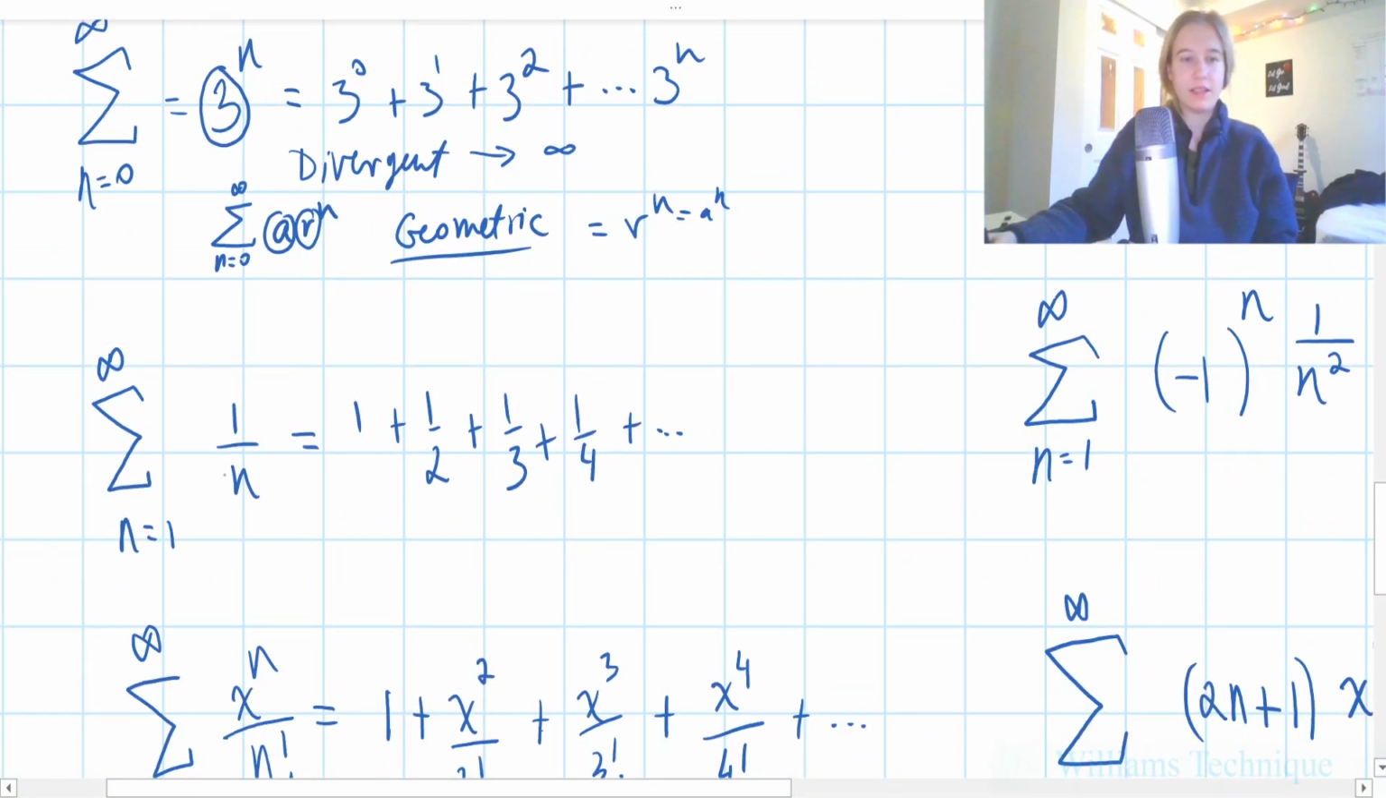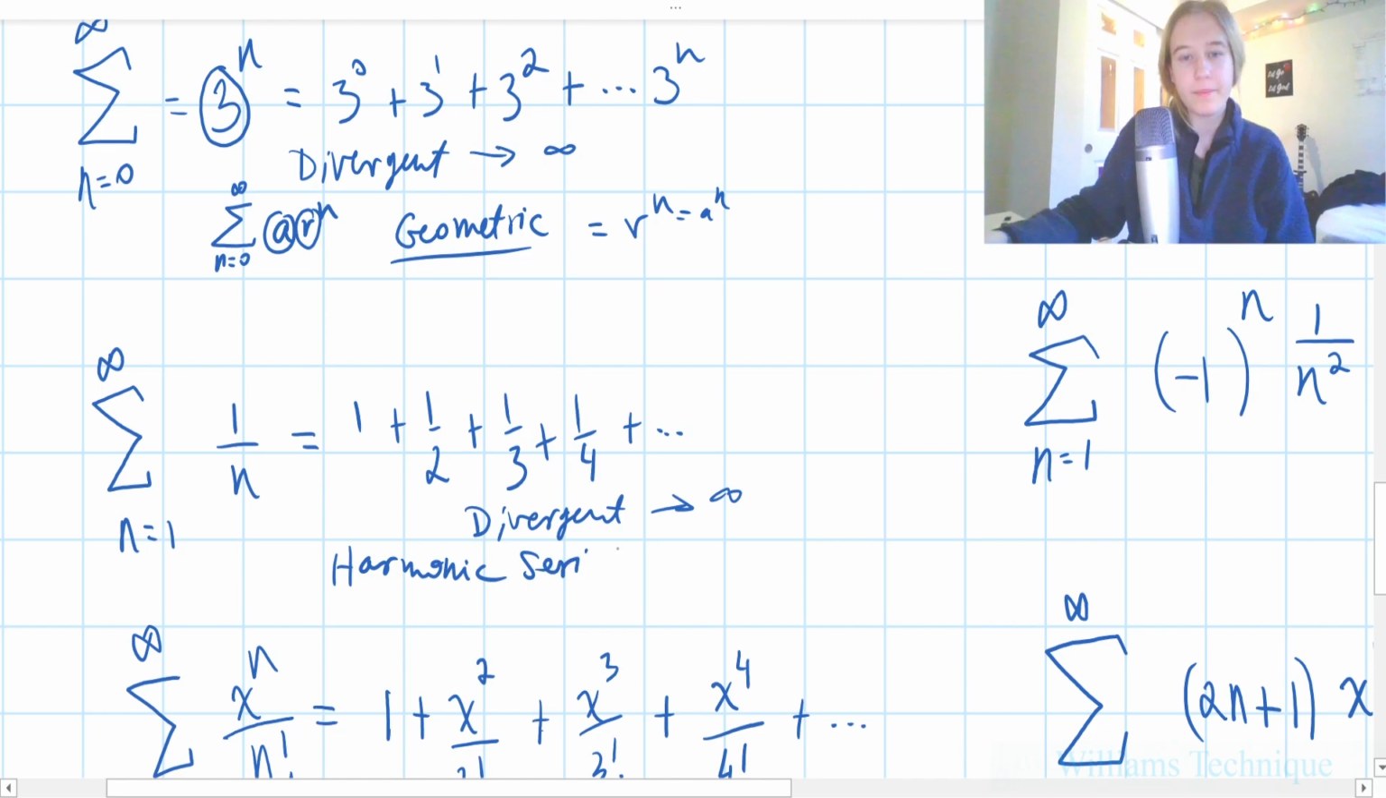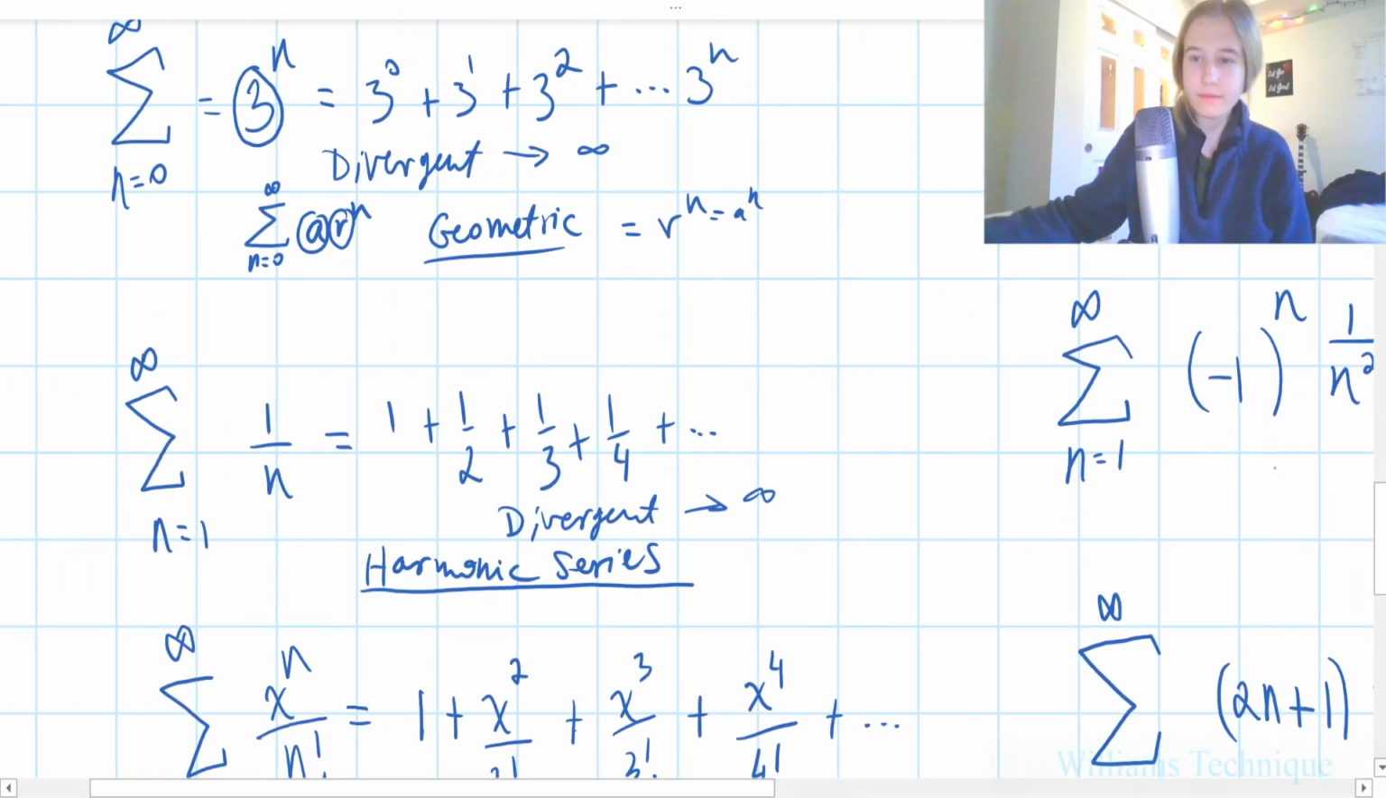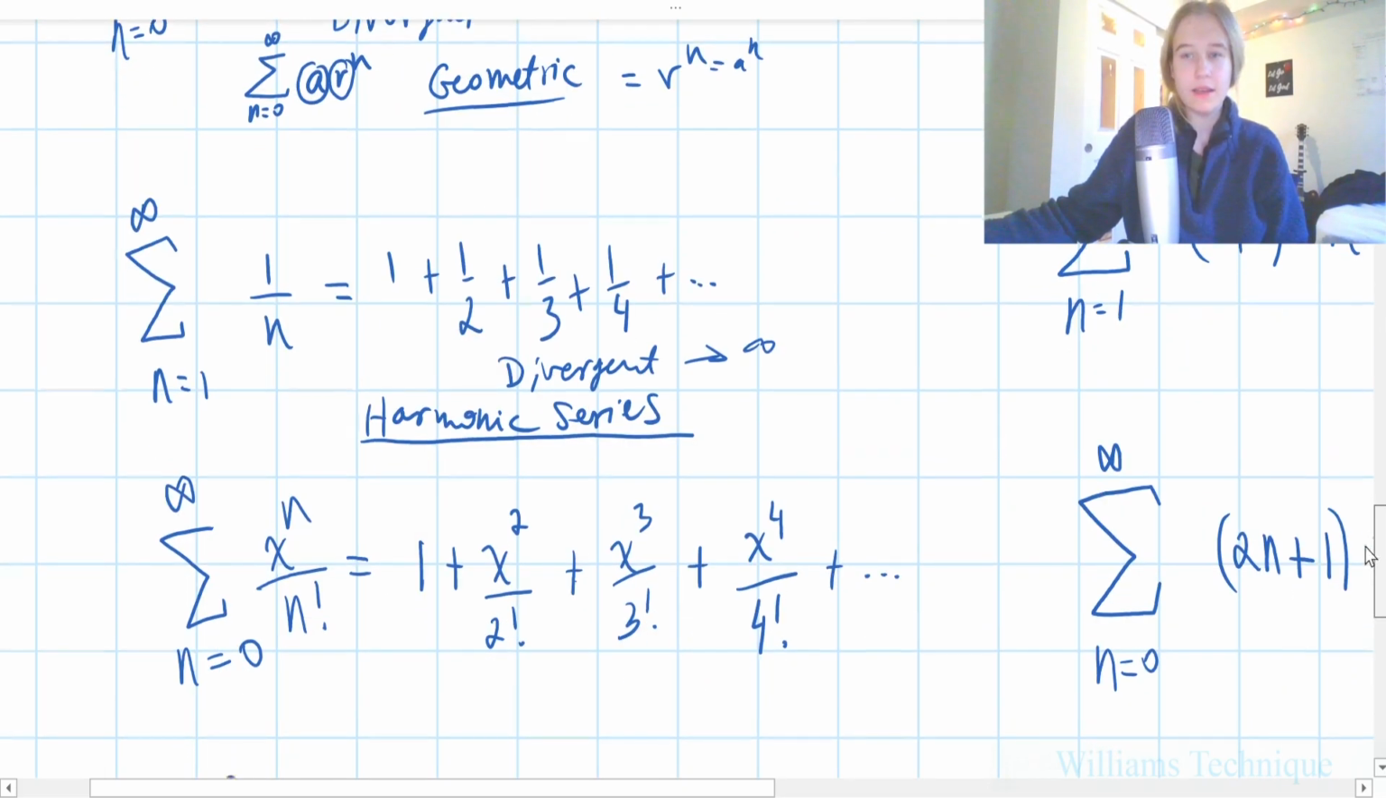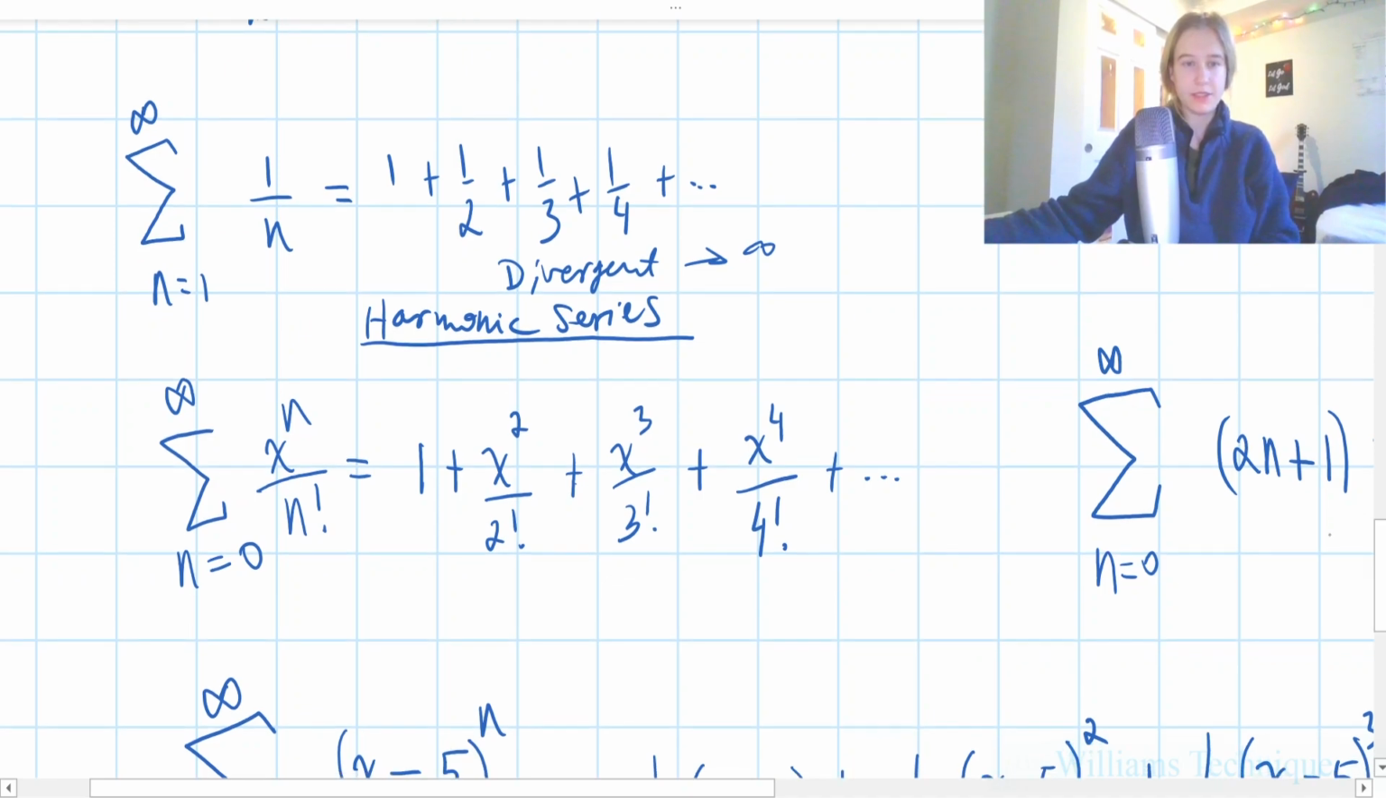Okay, we'll go over to this one over here. I mean, we've seen this one before. The sum from n equals 1 to infinity of 1 over n is equal to 1 plus 1/2 plus 1/3 plus 1/4 plus 1/5, and so on. And remember that this is divergent because it goes to infinity. We'll maybe explain in another video why this goes to infinity. But this is the harmonic series, because it fits literally exactly the format that we were talking about.